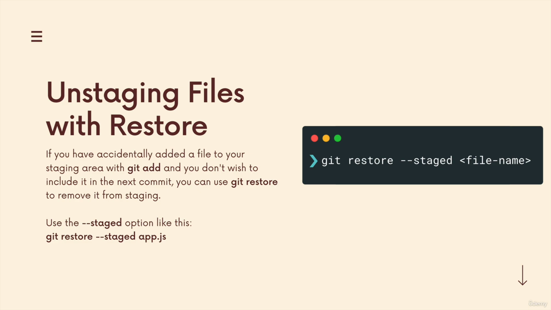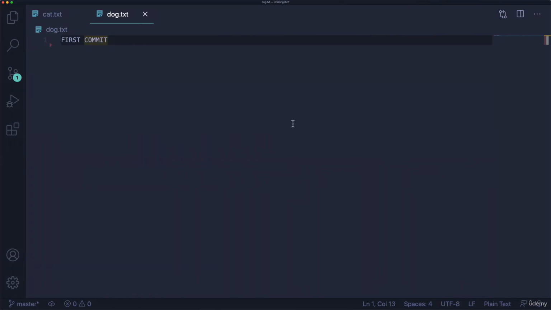So the second use for git restore is to unstage files that we currently have staged. If we made a mistake, we staged something, it's going to be included in the next commit, and then we decide we really don't want that, we can unstage it using git restore --staged and then a file name. So I'll demonstrate this.